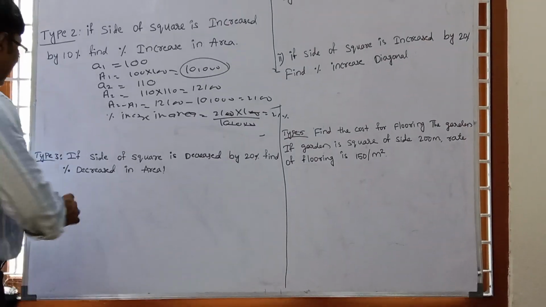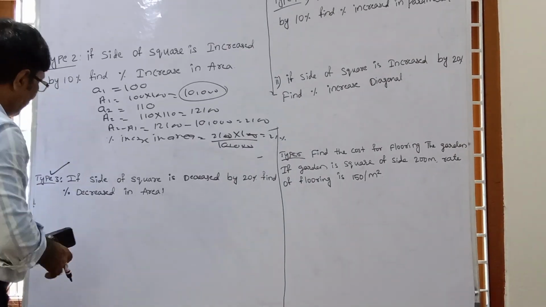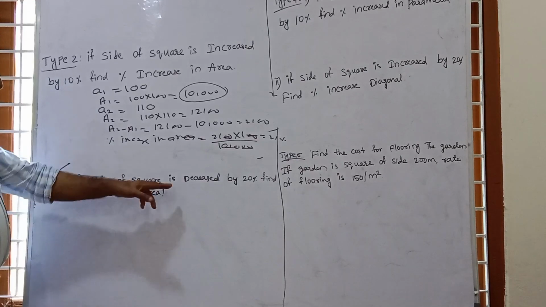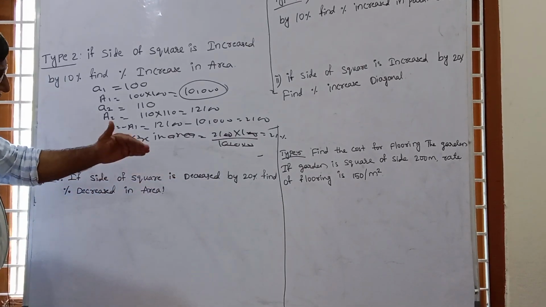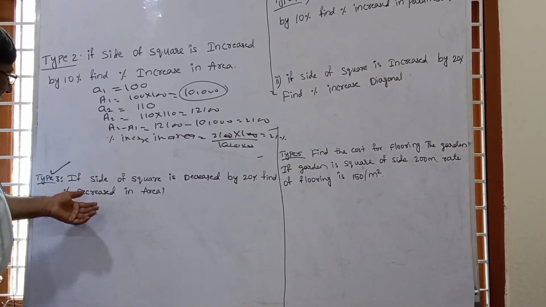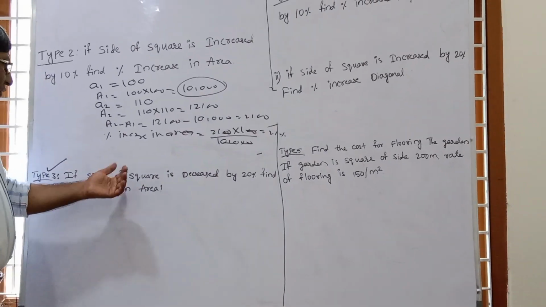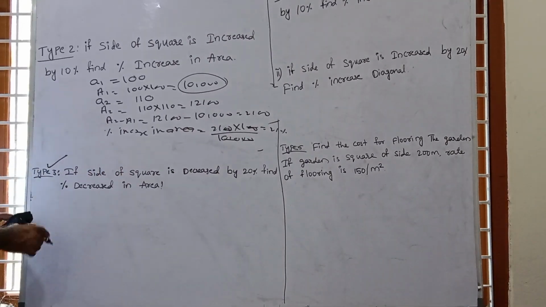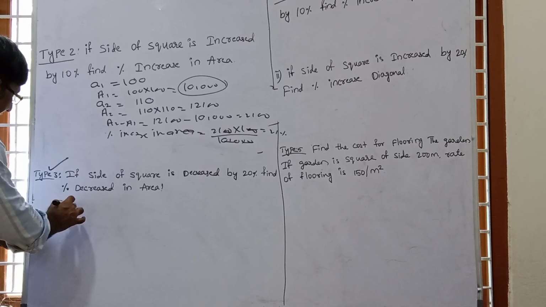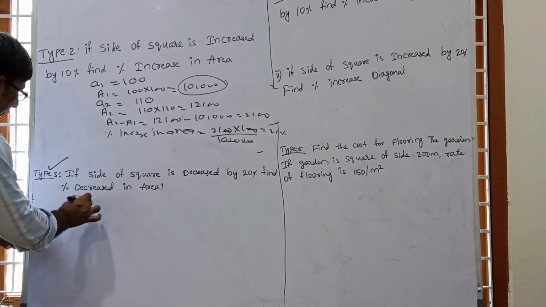Now there is a third type. In this question, if the side of a square is decreased by 20%, then find the percentage decrease in area. For this type of question, again you have a technique. So what is the trick for this type of question?